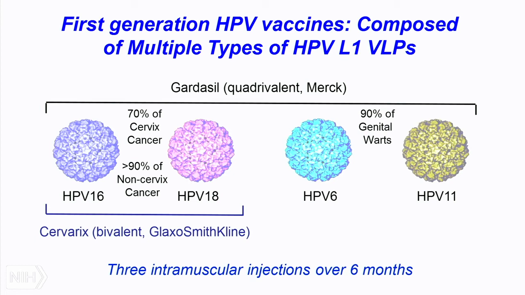Anyway, the quadrivalent vaccine, in addition to having particles for 16 and 18, also has particles for HPV 6 and 11, and they account for about 90% of genital warts. And I'll be showing you some data from Australia that looks at genital warts because the people in Australia almost exclusively got Gardasil, and you can look at what happens with herd immunity, which is to look at genital warts in males, although only women were immunized with the vaccine, and you'll see that in a few slides. Initially, the vaccine was given in 3 intramuscular injections over 6 months.